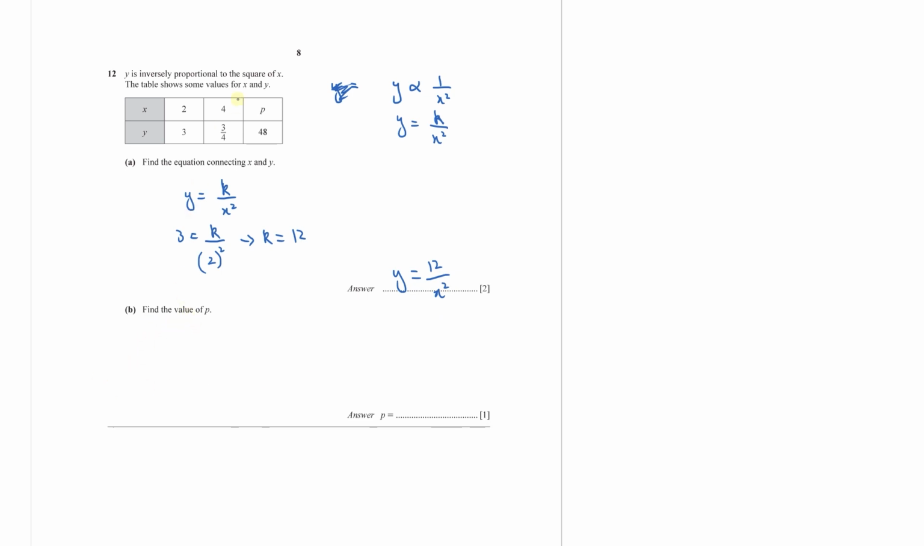Find the value of p. So x is p here. I know the equation is y equals 12 over x squared, so I can substitute the values. y is 48, so 48 equals 12 over p squared. If I take p to the other side and bring 48 down, this gives me p squared equals 12 over 48, which equals 1 over 4. And then p equals the square root of 1 over 4, which is plus or minus 1 over 2.